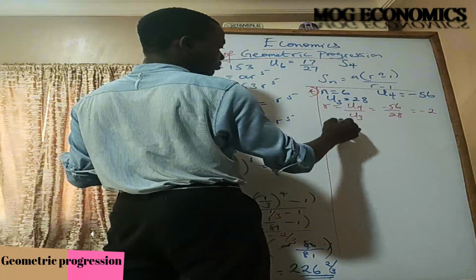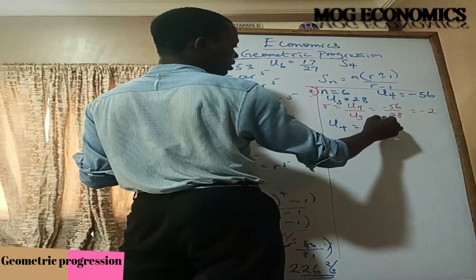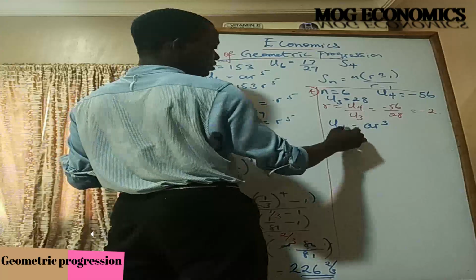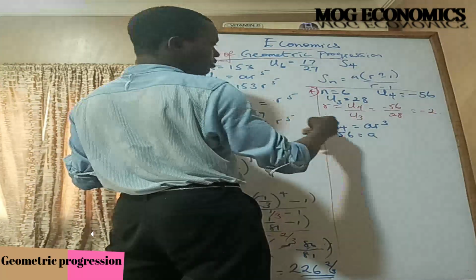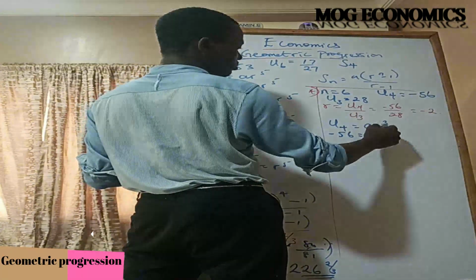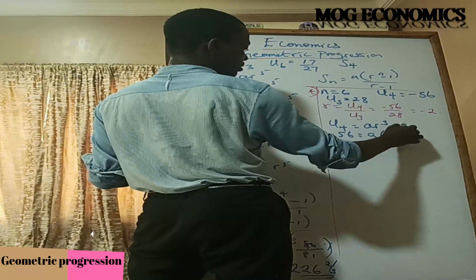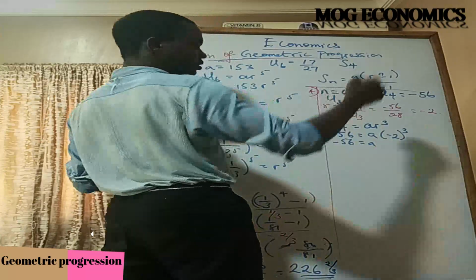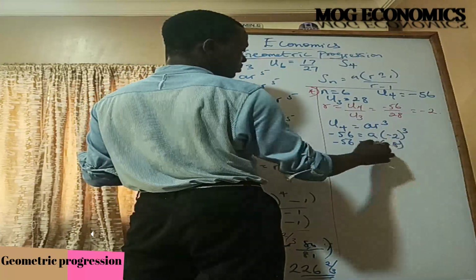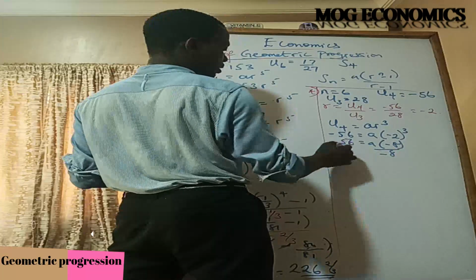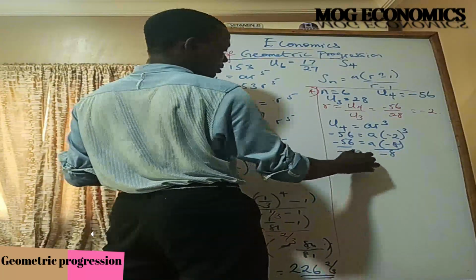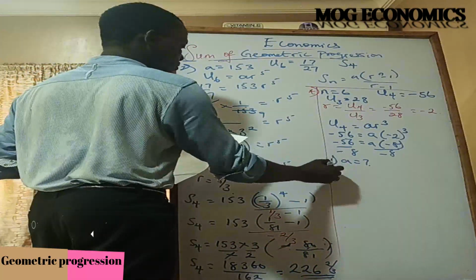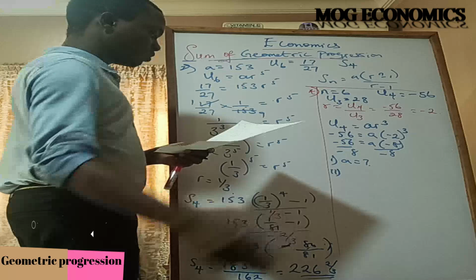So I can just do U4 equals AR^3. U4 is minus 56, we don't know A, R is minus 2, and then raised to the power 3. So minus 56 equals A times minus 2 raised to power 3, which is minus 8. Divide both sides by minus 8, A equals 7. So with A equals 7, we've gotten the first question. It says find the first term, which is 7.